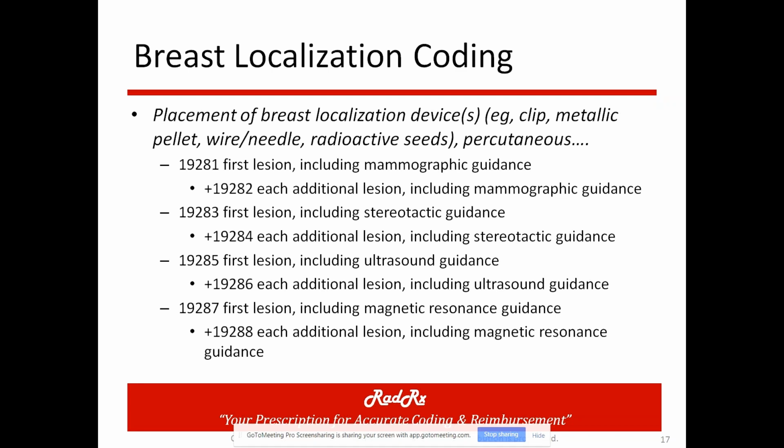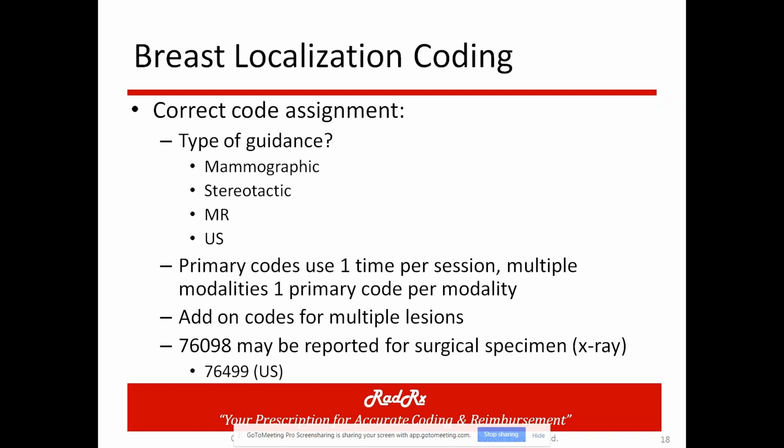And you'll see once again that these are also structured with a primary code and an add-on code. And then you also select the correct code by the type of guidance. And the rules are the same. Primary codes, you'll use one time per session, and then multiple modalities, one primary code per modality, just like the biopsy codes. So there really isn't any difference from the biopsy to the localization codes, other than the fact that you do have the ability to report separately with breast localization any surgical specimen x-rays, and then if it's done via ultrasound, that's 76499.